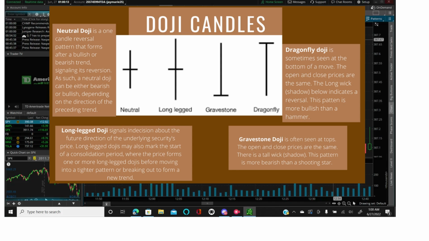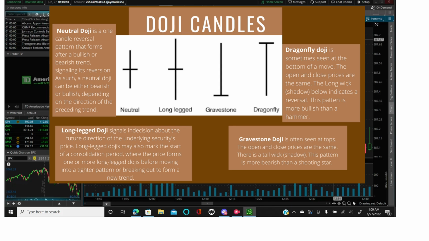Now, the long-legged doji, this signals indecision about a future direction of the price. And it may also mark the beginning of a consolidation period. So a stock can either be going up, it could be going down, or it could be consolidating, which is going in a sideways range. So if you see a long-legged doji, it's really like the market doesn't know what direction it wants to go. It's indecisive right now. And it also may just mean it's going to consolidate for a while until it wants to pick a direction.